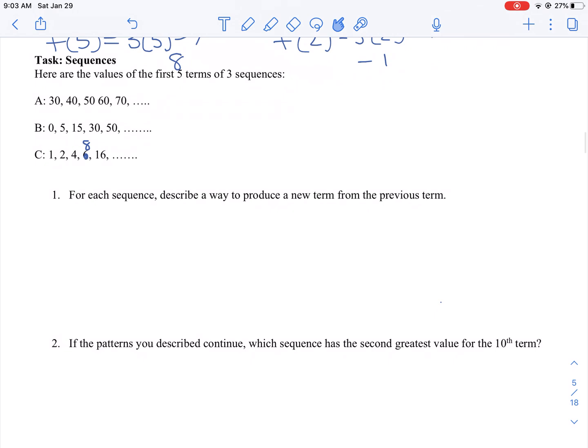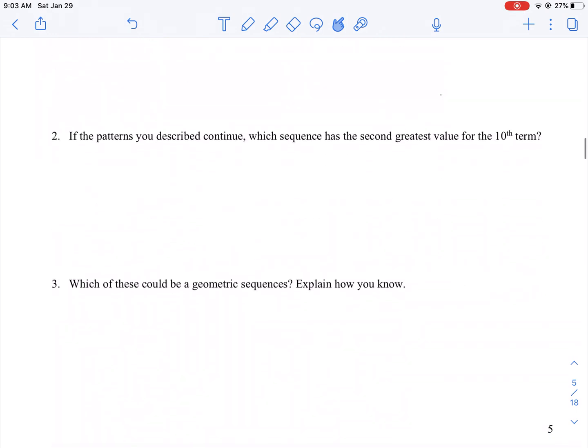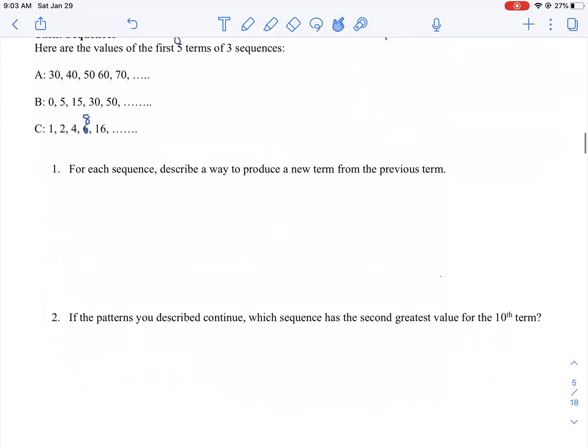So first thing in C, will you change that to 8? So the first thing you've got to do is, for each sequence, describe a way to produce a new term from the previous. Letter B, find the 10th term, and which of these is geometric, explain how.